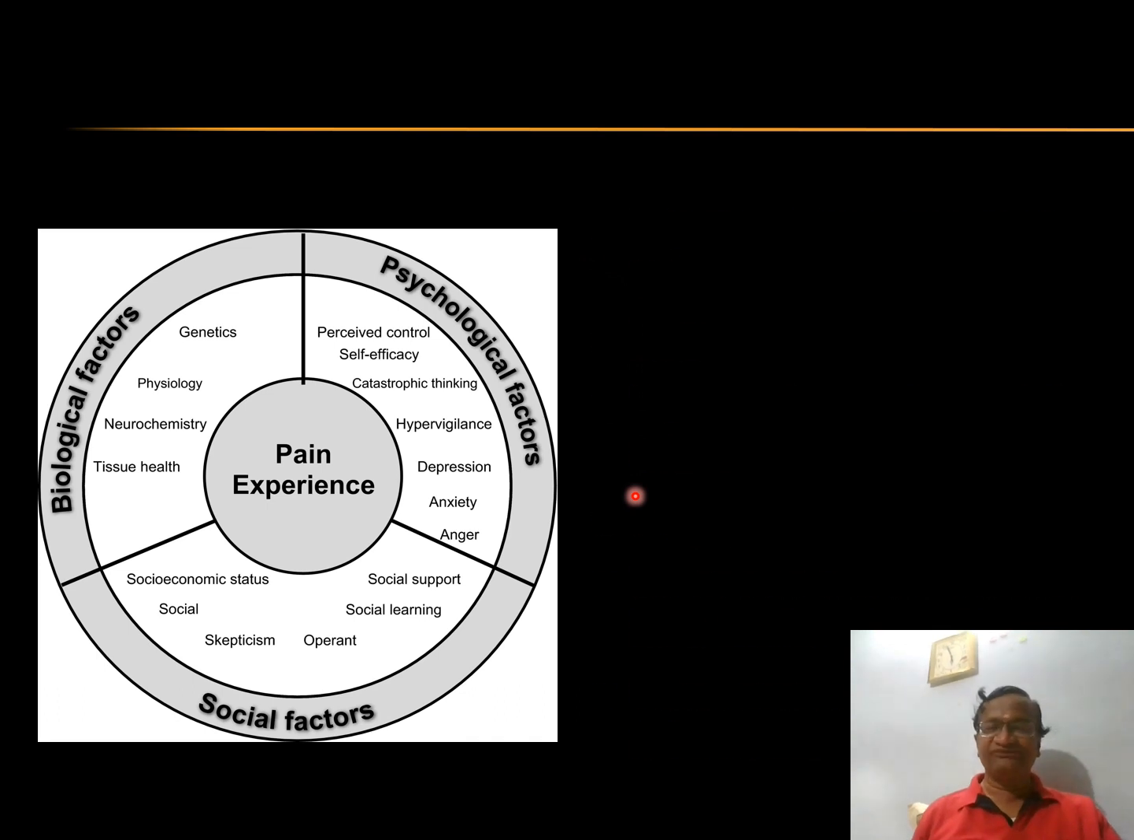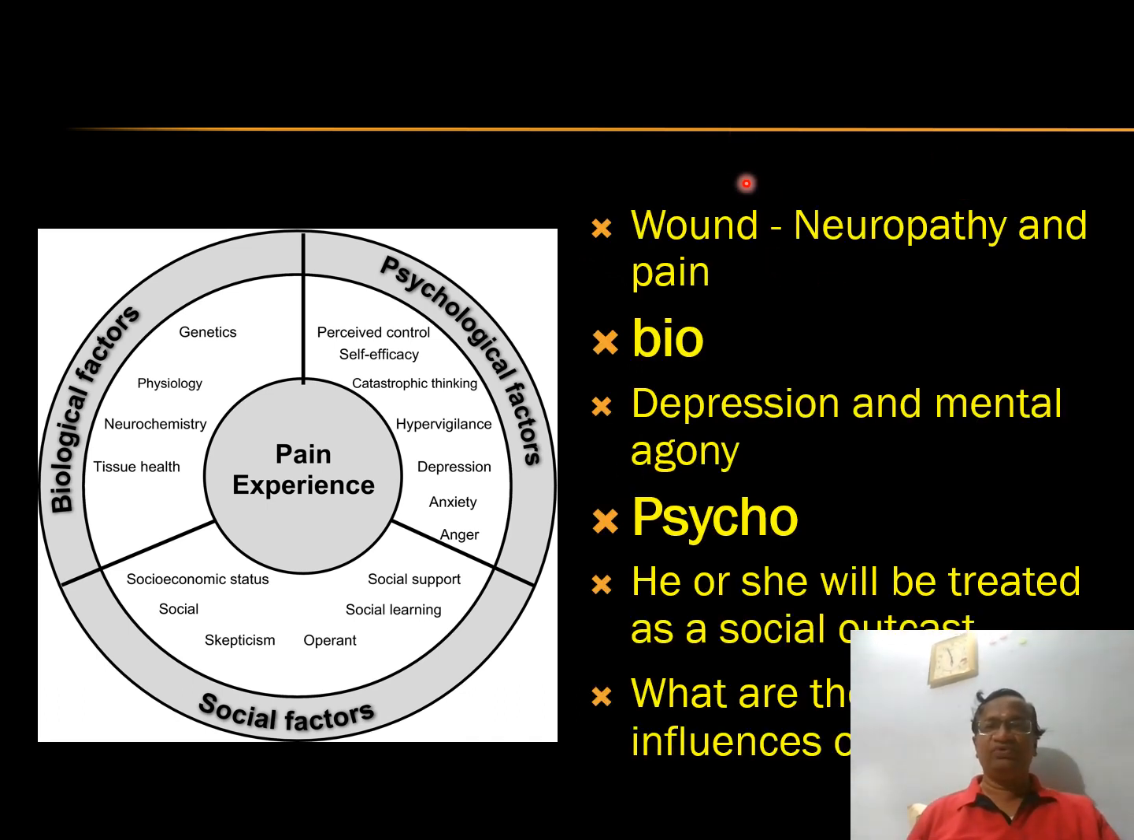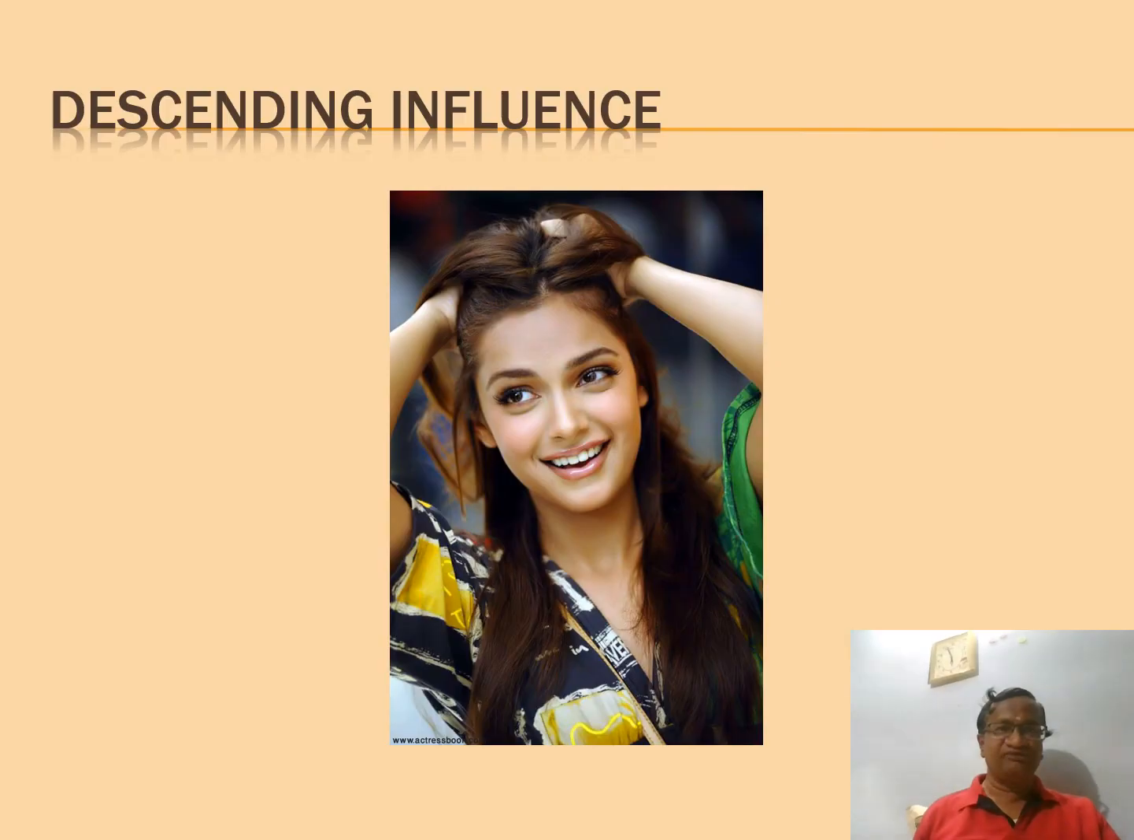Biosocial-psychological model of pain. For example, now we have a wound. This wound is causing pain, and a neuropathy is there. This also causes pain. This is biological. This is followed by the patient's depression and mental agony. This is psychological. Now, he or she will be treated as a social outcast, as in HIV. So bio, psycho, social, all these factors play a part in pain in HIV. This is what is called the biosocial psychological model of pain.